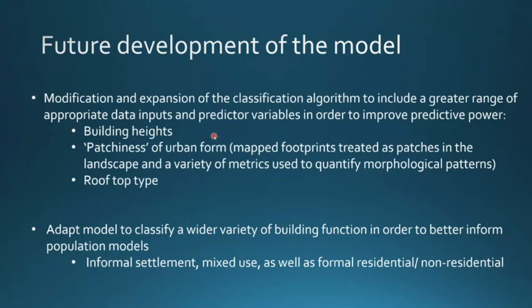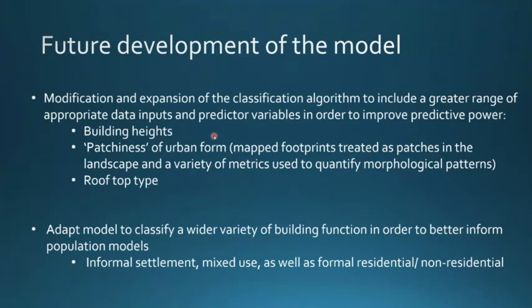A colleague of mine is also working on patches of urban form. That's where map footprints are treated as patches in the landscape, and a variety of metrics are used to quantify the morphological patterns. That could be useful in terms of defining things a little better. And we could also take individual characteristics from census data, if we can find it for individual countries, such as rooftop type. That might be useful in making a more effective classification.